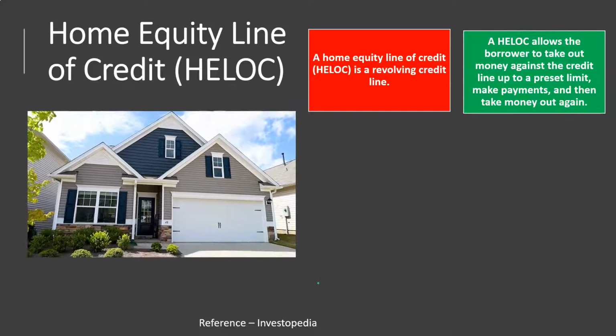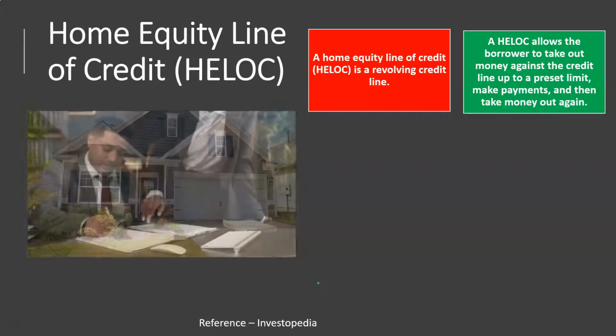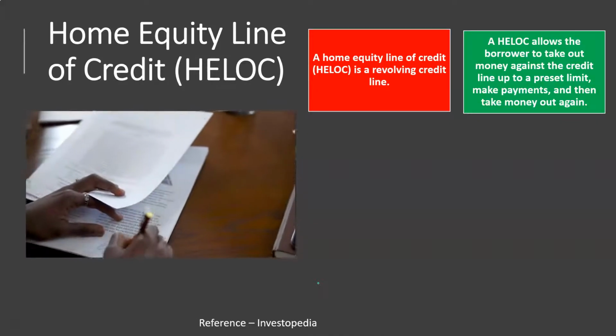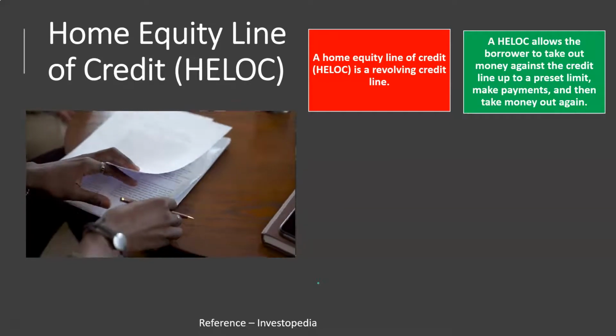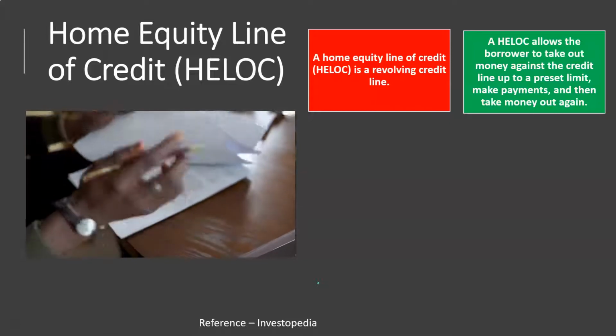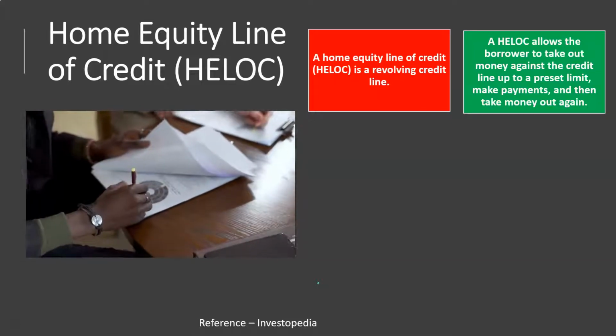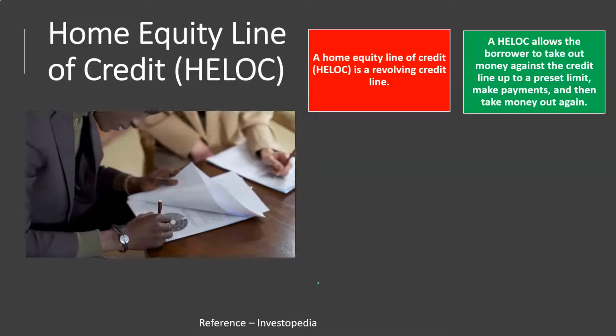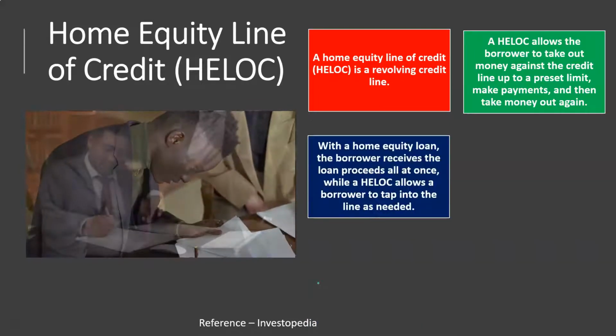So now we've got the difference here on the HELOC, the credit line option. A HELOC allows the borrower to take out money against the credit line up to a preset limit, make payments, and then take money out again. So it works kind of like a credit card, right? You've got that line of credit that you can take out, and then you can basically pay it back.